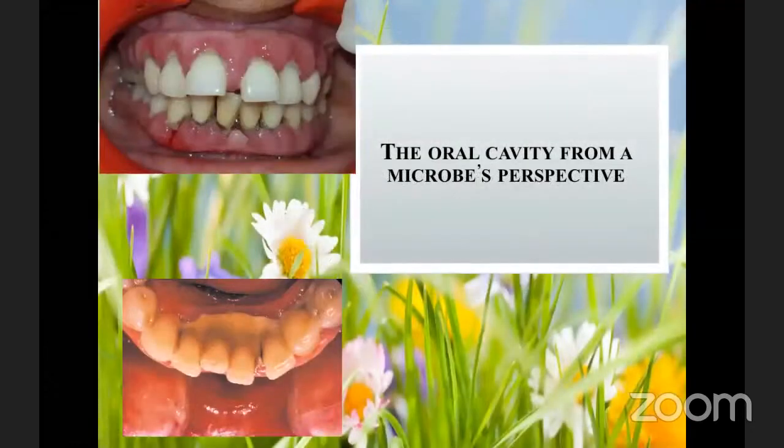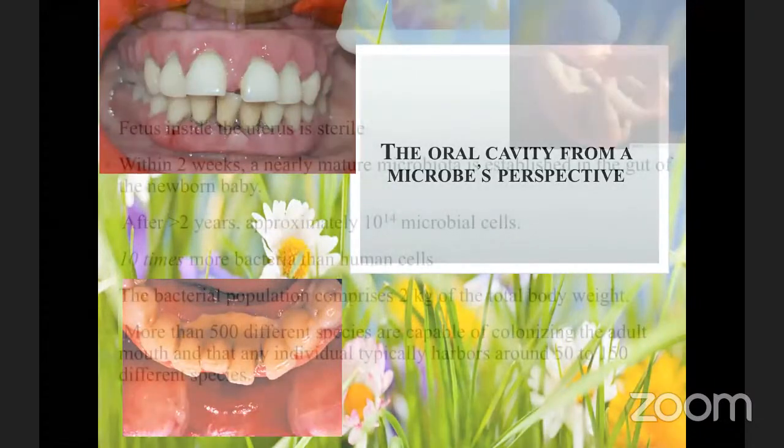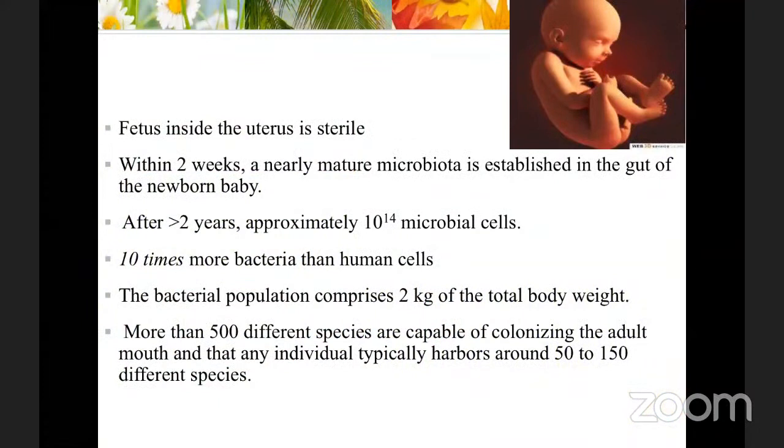And the oral cavity, what is the oral cavity from a microbe's perspective? What does the microbe think? We all know that microorganisms live in the host by adherence to the surface. The importance of a microorganism is adherence. We all know that the human fetus inside the uterus is sterile.